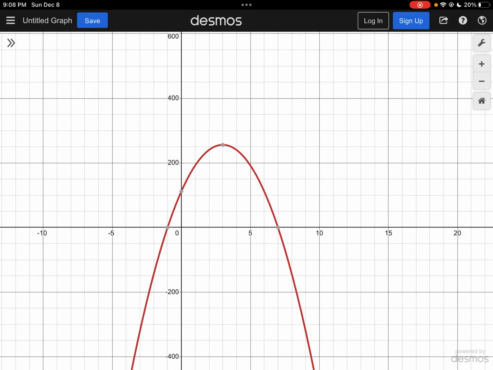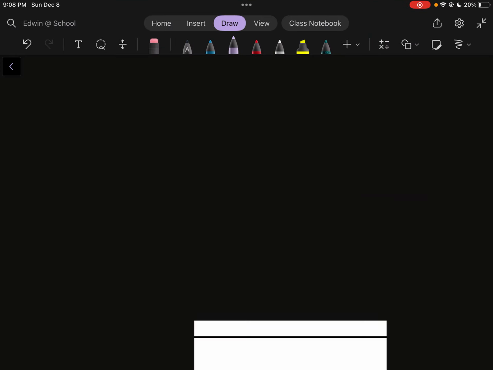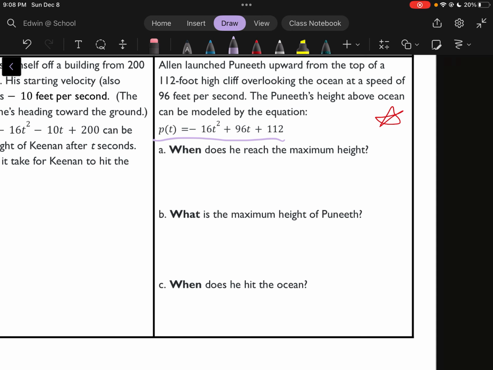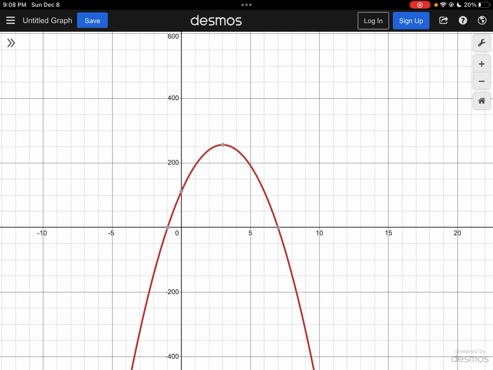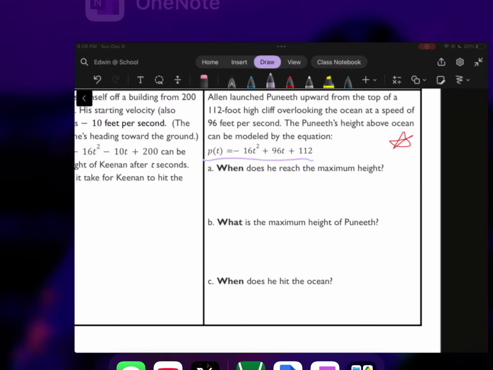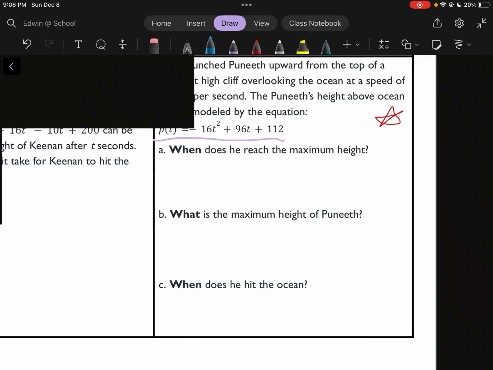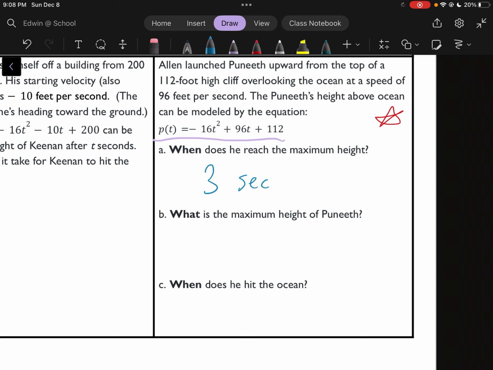So, okay, they threw each other. Alan is very strong. Now the question is, when does he reach the maximum height? So the maximum height could be very easily viewed from where it's the maximum, up there. Which means he reached it at 3 seconds. At 3, 256 means he got up there at 3 seconds. And the maximum height of Puneeth, we already saw, was 256 feet.